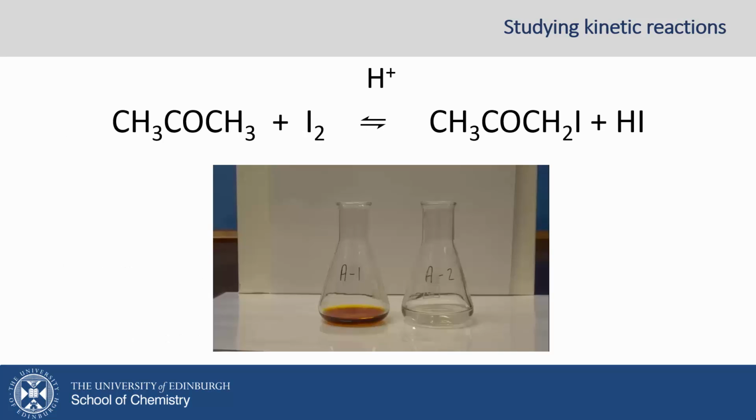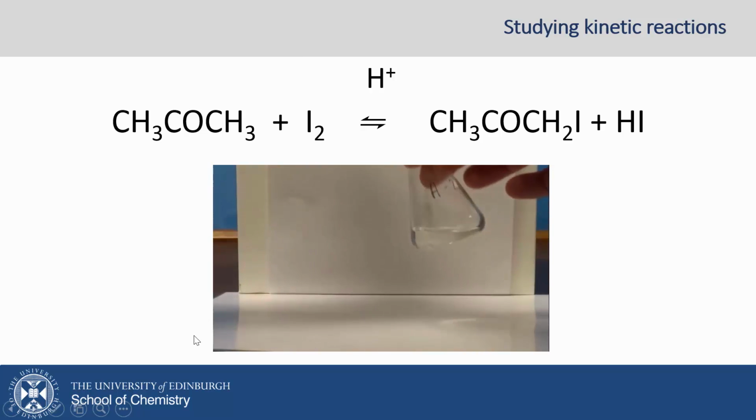We can study kinetic reactions in various ways. And in this reaction, we are reacting iodine, which is a very intense orange color, with acetone, and in the presence of acid, this forms iodoacetone and hydrogen iodide. So we get a colorless product. So here we are reacting our acetone and iodine, and we can see this color change in real time.